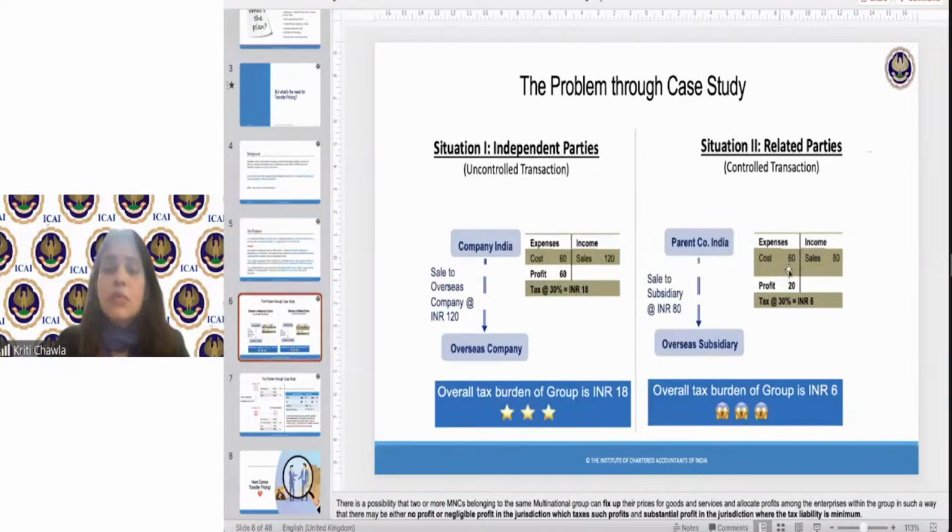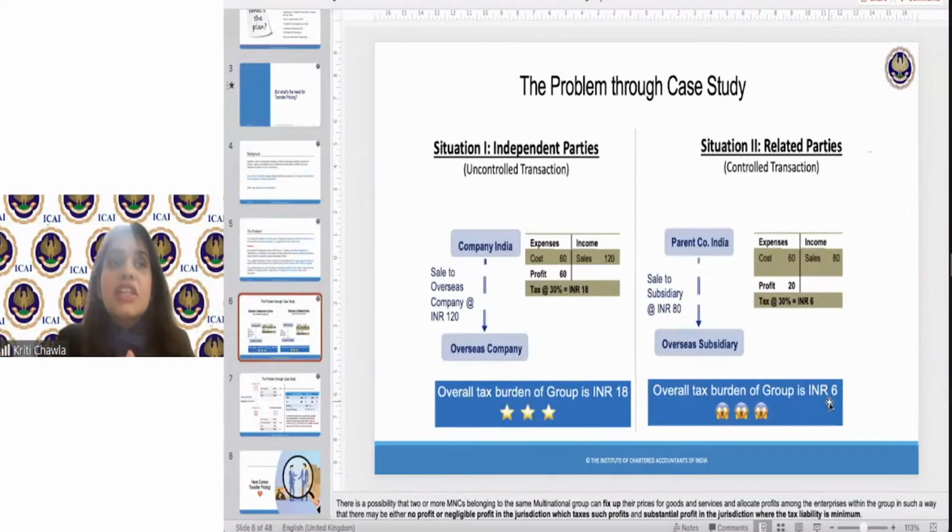The cost of the good remains 60 rupees and the profit comes to 20 rupees. The tax is again 30%, so the tax now becomes 6 rupees. So in this situation, the tax is 6 rupees. If you look at this situation, they were able to bring the tax burden down by 12 rupees. It was 18 rupees initially, but now it is 6 rupees. And why did that happen?